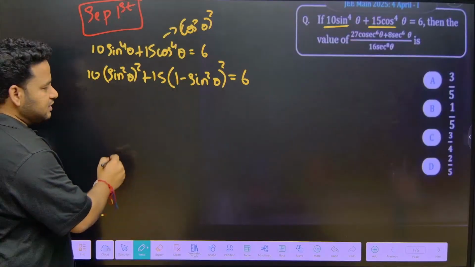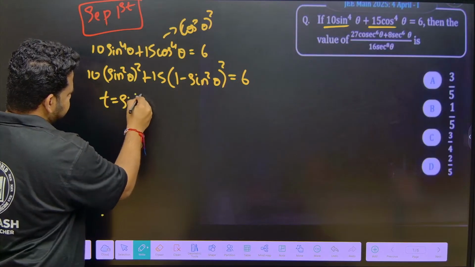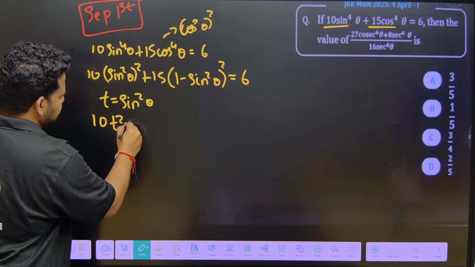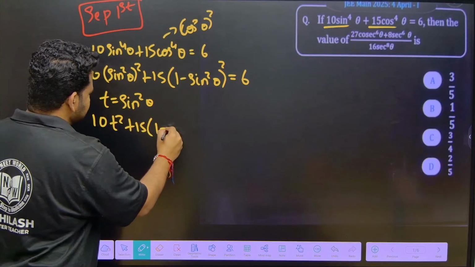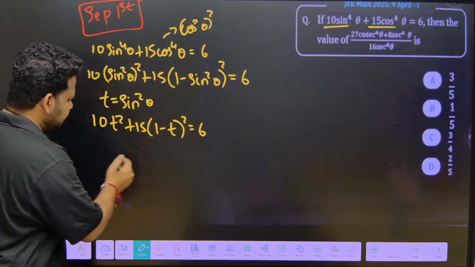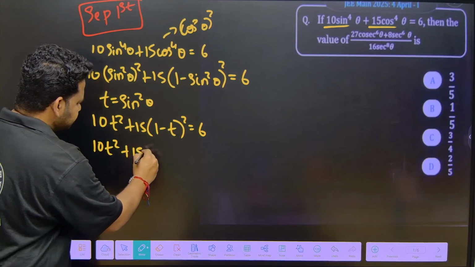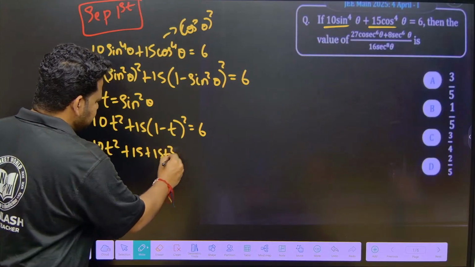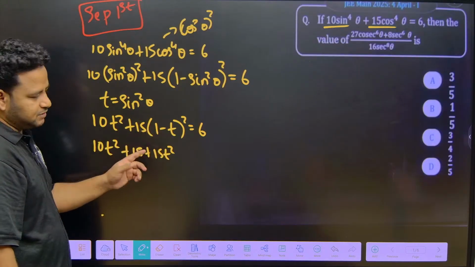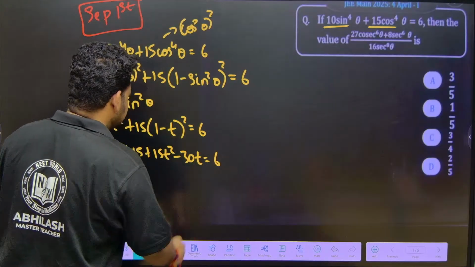Now, what should I do friends? Let me put t is equal to sin square theta. So, this will become 10 t square plus 15 times 1 minus t whole square is equal to 6. Now, let us further simplify. 10 t square plus 15 times t square minus 2t, using a minus b whole square, means this will become minus 30t, is equal to 6.